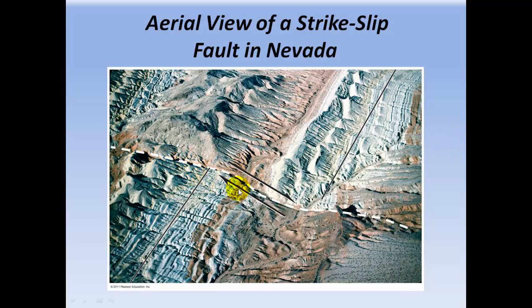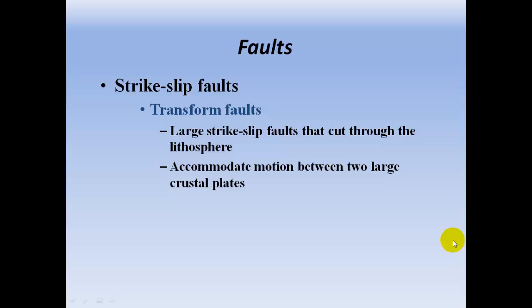So here's our strike-slip fault. We're facing this way. This is a right lateral fault. And actually, if we're standing on this side and facing this way, it's still going to our right. There's a right lateral fault in Nevada.